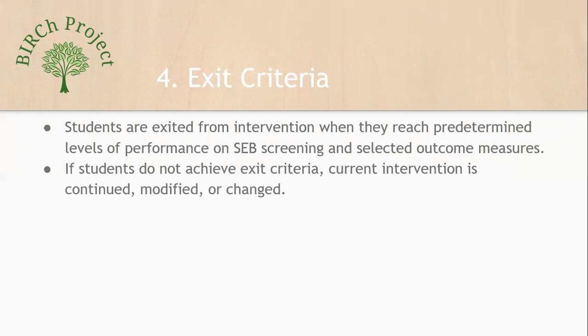So these exit criteria should include SEB screening data. So from fall to winter, for example, how did the student change on the SEB screening? But you will also consider the progress monitoring measures, or the outcome measures that you've articulated in the previous step. So using all of these data together, you can gather a more appropriate picture of whether or not the student has made enough progress that he, she, or they no longer needs this particular intervention.